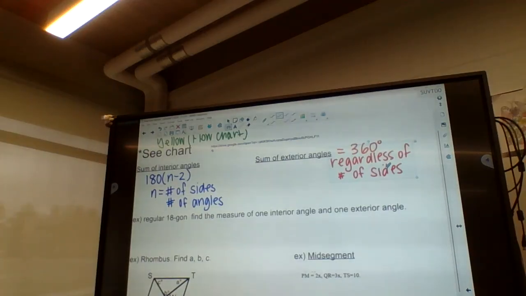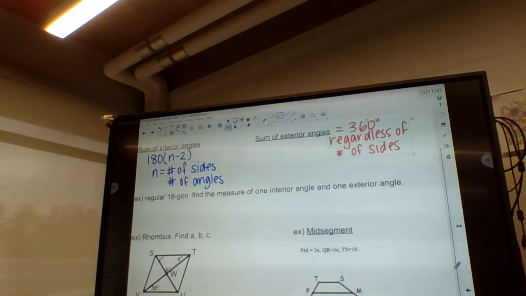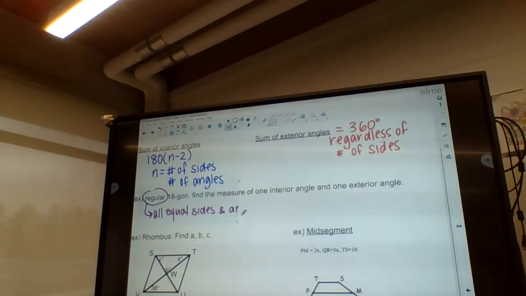So the next question here asks us about a regular 18-gon. When they use the word regular, it means all equal sides and angles. So that means all the sides, 18 sides. We want to know the measure of one interior and one exterior angle for this shape. So for an 18-gon, n is obviously 18.